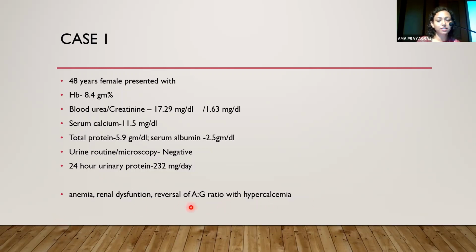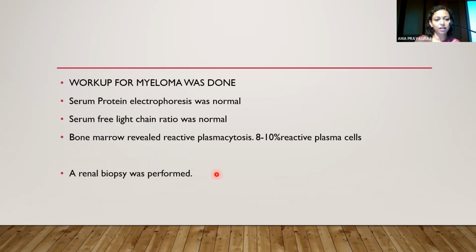You have CRAB features. We have CRAB features of myeloma: hypercalcemia, renal dysfunction, anemia. Bony lytic lesion was not found. So a suspicion of myeloma was made. Workup for myeloma was done. Protein electrophoresis, normal. Serum free light chain ratio, normal. Bone marrow was done. It was sent to our department. Bone marrow revealed reactive plasmacytosis, 8 to 10 reactive plasma cells. No atypical plasma cells were seen. So a renal biopsy was performed.